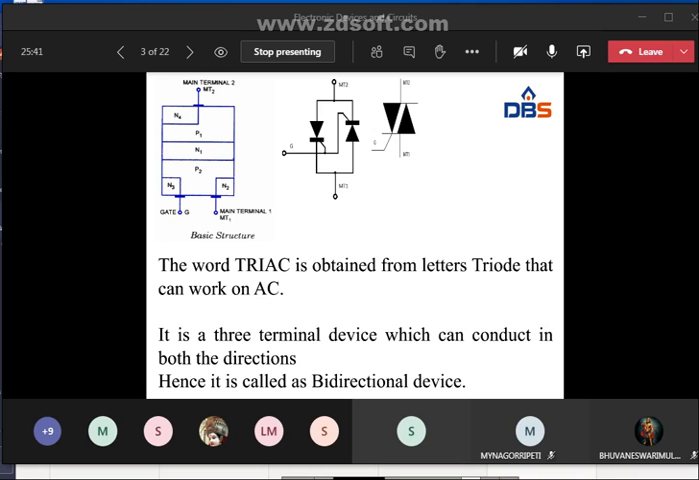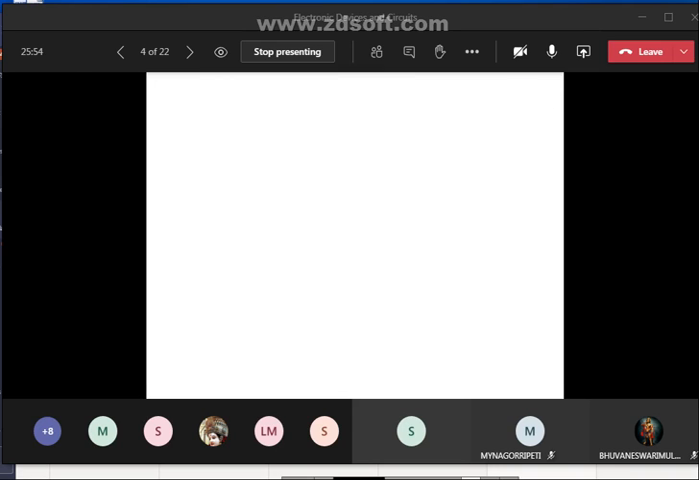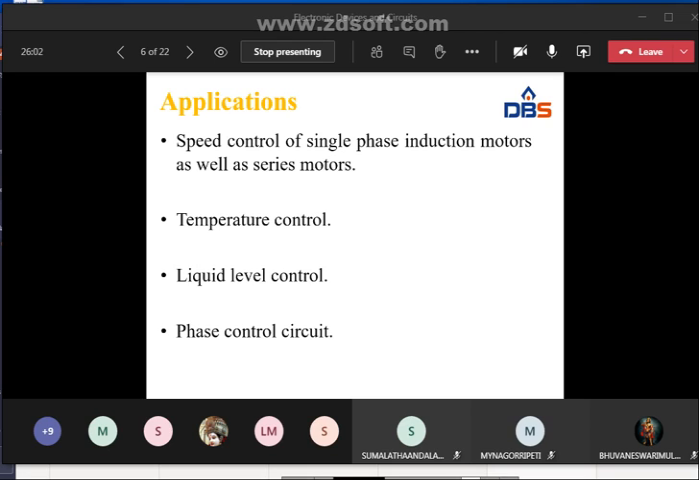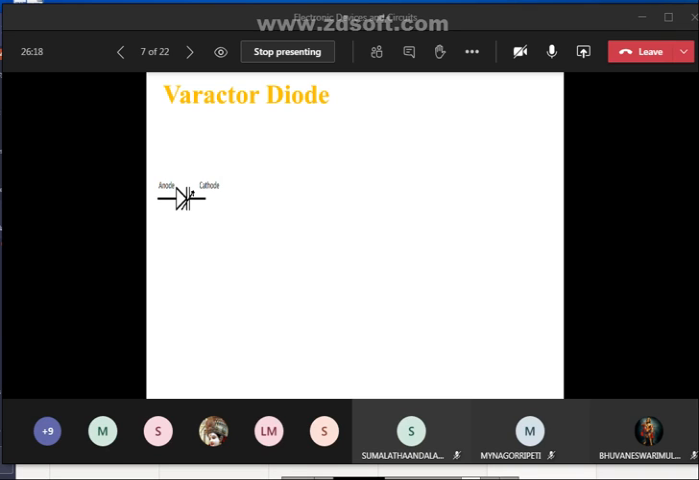Okay. So when it comes to uses, triacs are used in control circuits. It is used in high power lamp switching. It is used in AC power controls. So these are the applications: temperature control, liquid level control, phase control, speed control of single phase induction motors as well as series motors, and power switches, right? So these are the applications of the triac.